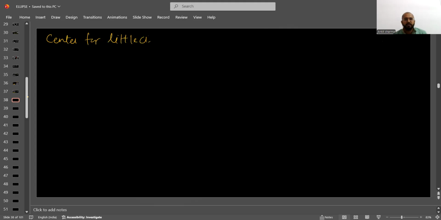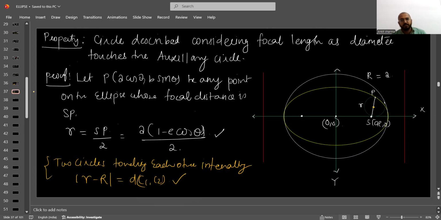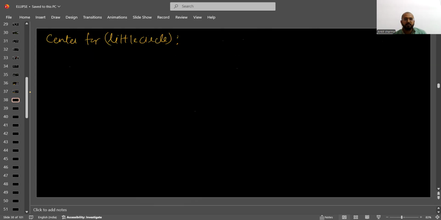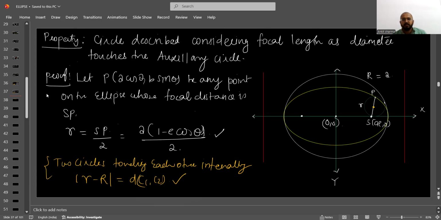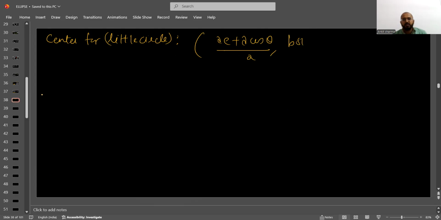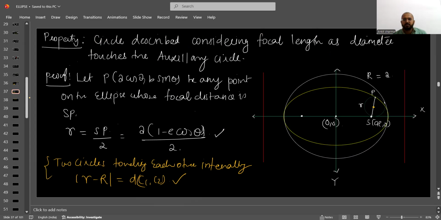I'm just naming it little circle so that it is good for our understanding, because I'm finding the center for this circle. So that is the midpoint of S and P. The point P is A cos theta, so I'll be having here A plus A cos theta over 2, comma, B sine theta plus 0 over 2, so B sine theta over 2. This is nothing but center 1. And center 2 is nothing but 0, comma 0, because it is the auxiliary circle.